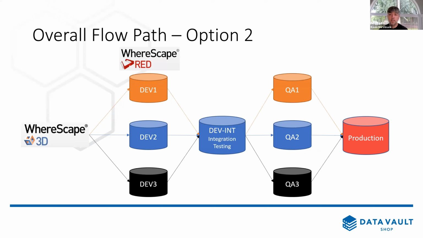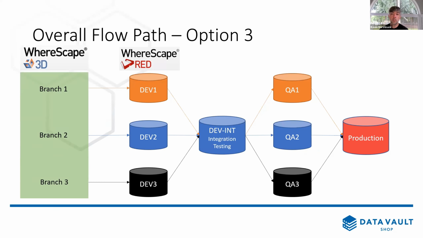So multiple dev swim lanes, maybe those are rotating through by release cycle or simply by teams, and then integrating those into a dev integrations environment, and then possibly sending those to their separate QA environments to match the dev environments, and then finally into production. And another one is where you've got multiple branches from 3D, from the model automation side, feeding different team dev branches, and then bringing that through as well.